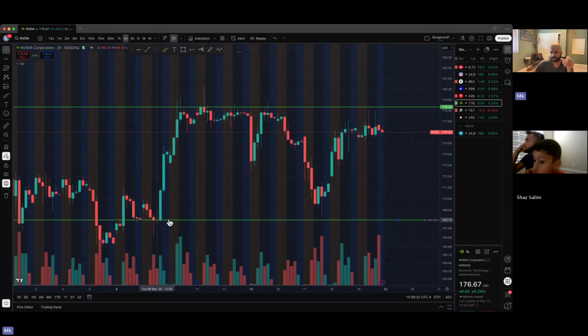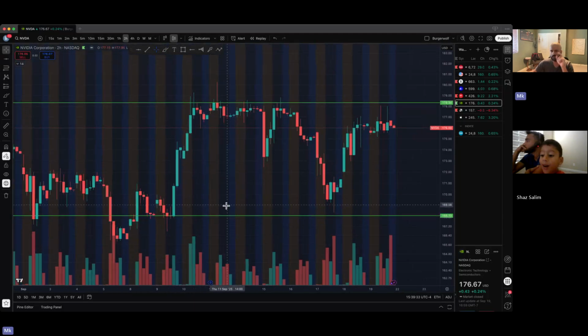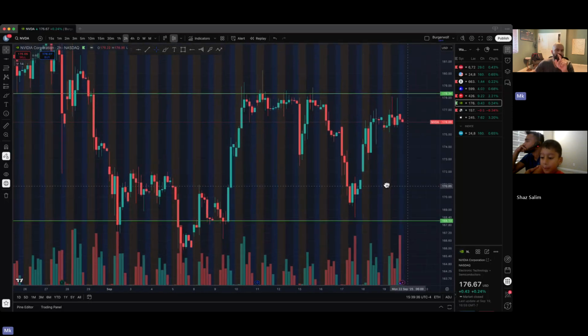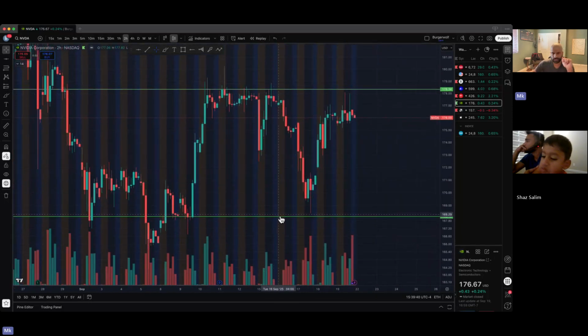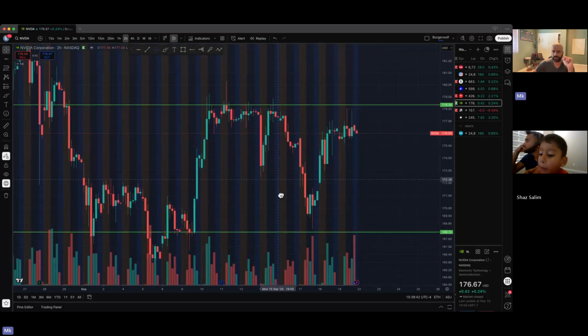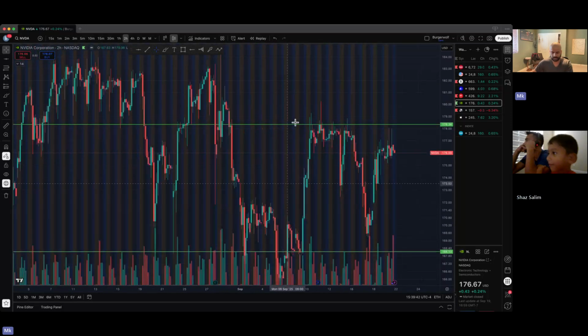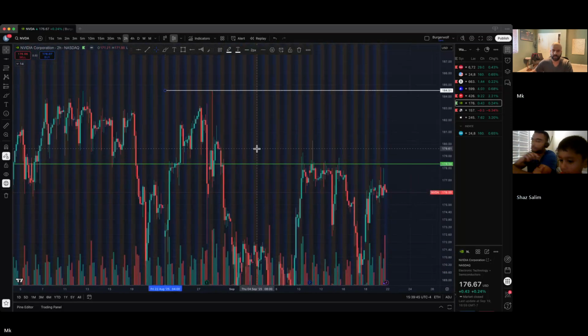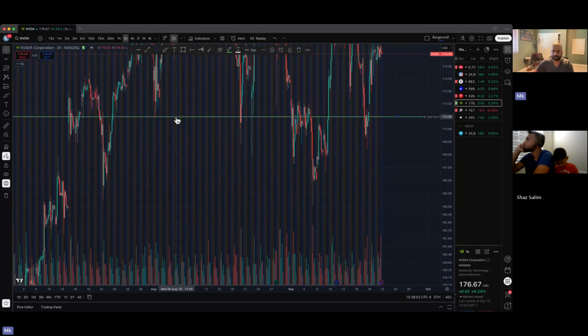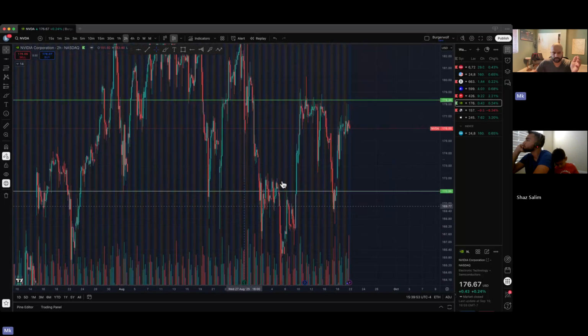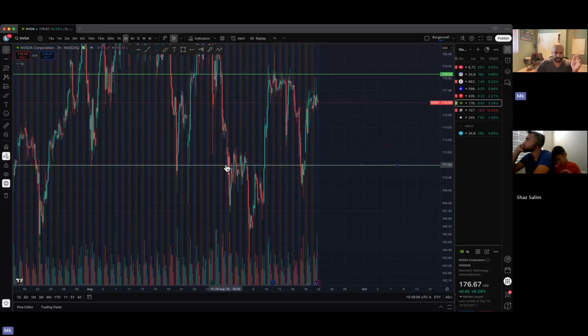It wants to take out this internal liquidity level first. So in any price period, you have internal liquidity, which are these two levels, and then you have external liquidity, which is one up here, and then one right here.